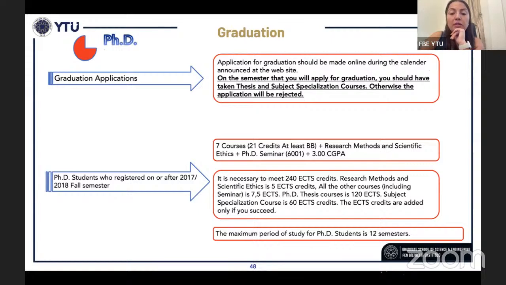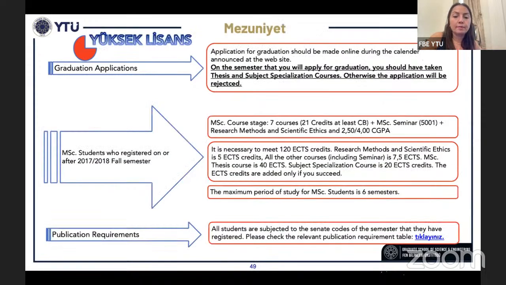Research methods and scientific ethics course is 5 ECTS. All the other courses, including seminars, are 7.5 ECTS. Thesis courses are 120 and subject specialization is 60, and they are added only if you succeed. The maximum period of study for a PhD is 12 semesters, 6 years, but the regular period is 4 years, 8 semesters.